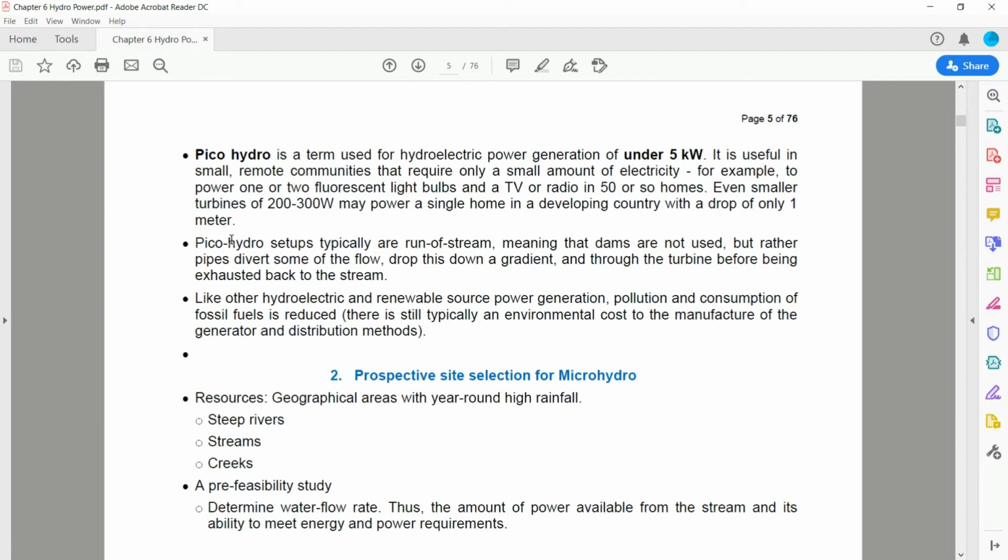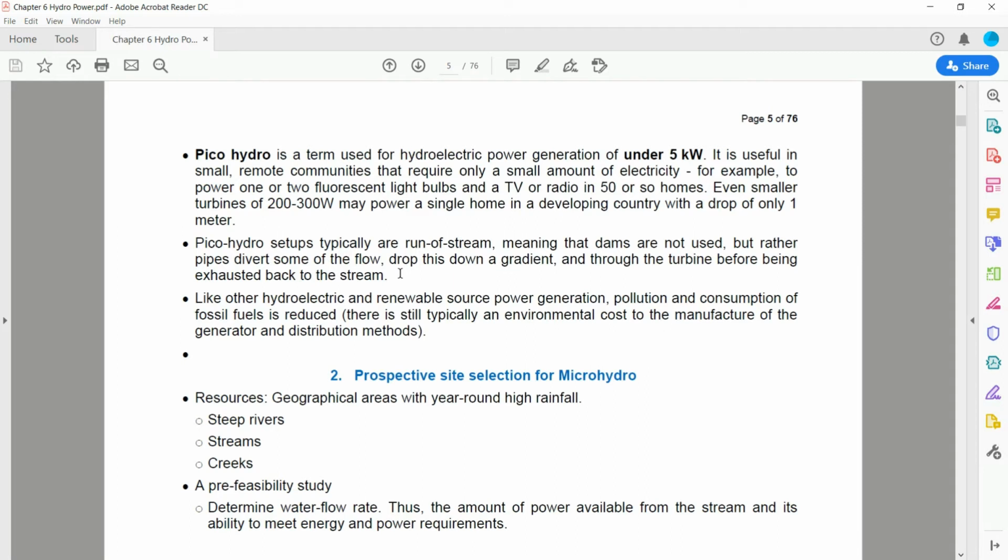Microhydro setups typically run off-stream, meaning that dams are not used, but rather pipes divert some of the flow, drop it down a gradient and through the turbine before being exhausted back to the stream. So like other hydroelectric and renewable power generation, pollution and consumption of fossil fuel is reduced. There is still typically an environmental cost to the manufacture of the generator and distribution method.